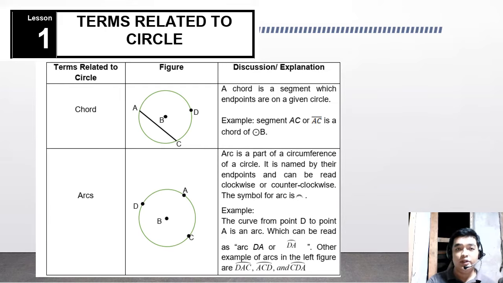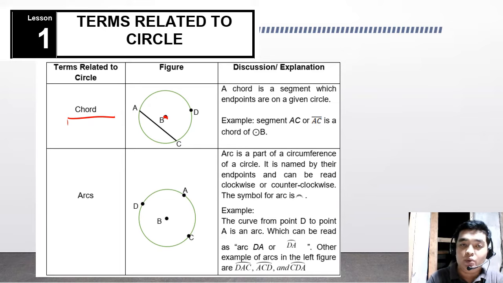Lesson 1, terms related to circles. Starting Module 4, we are in geometry. So the first topic is all about circles. Let's define first some terms. We have chord and arcs. We also have the figure. This is the figure. Of course, this is a circle. This is the center, the center B.